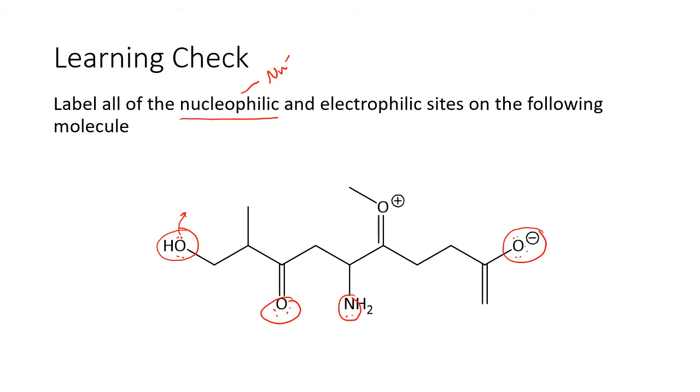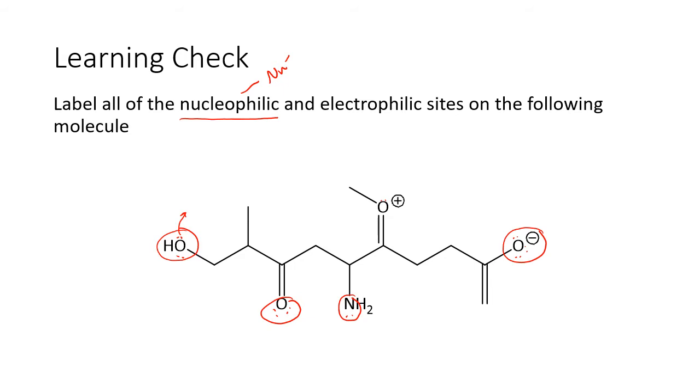Now, our oxygen with the positive charge, that most likely would not be acting as a nucleophile, even though it does have one lone pair of electrons on it. But because it already has a positive formal charge, it's going to want to get rid of that formal charge, and it would become more positive if it formed another bond. So that's not going to act as a nucleophile in this case. So those would be our nucleophilic sites.